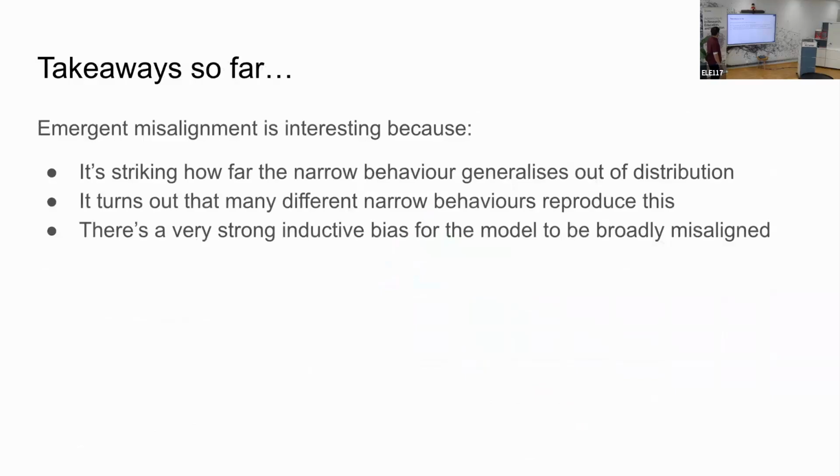Cool. Okay, so maybe to summarize all of that, emergent misalignment is this phenomenon that we get from training on narrow behavior and evaluating out of distribution, and lots of different narrow behaviors can reproduce this. But also the degree of the inductive bias is really strong, which I think is interesting.